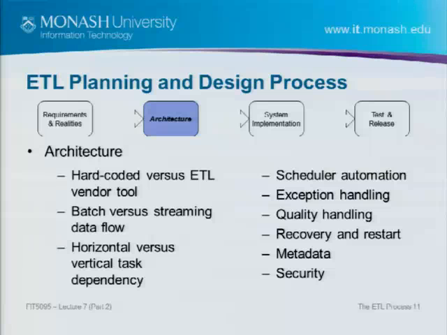Exception handling. How do you handle data quality issues? If you've got rules saying that the gender can only be male, female or other, what happens if some other fourth value comes through? What do you do? Do you stop the process? Do you just flag those records and quarantine them and tell someone that they're wrong? How do you manage that?